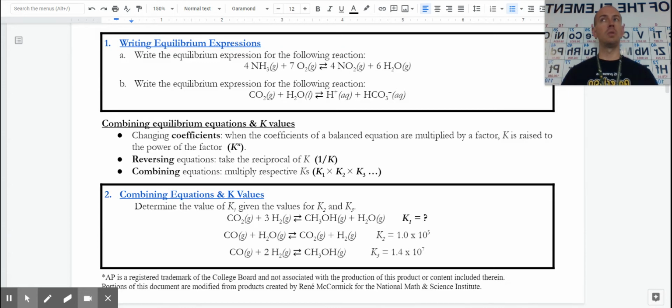If we have equilibrium expressions involving the same chemicals as our desired equilibrium, we can manipulate or think about the different way to write those expressions and understand or combine them to make an overall K. So probably the most common is actually the middle one here.